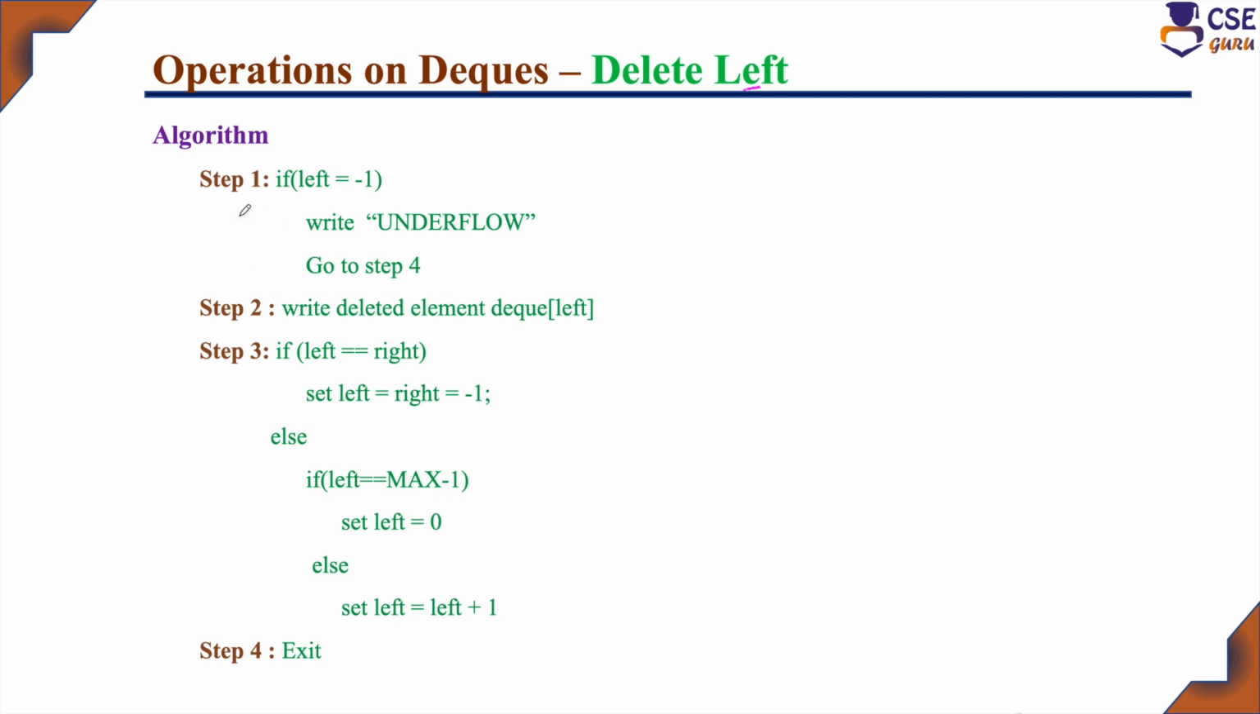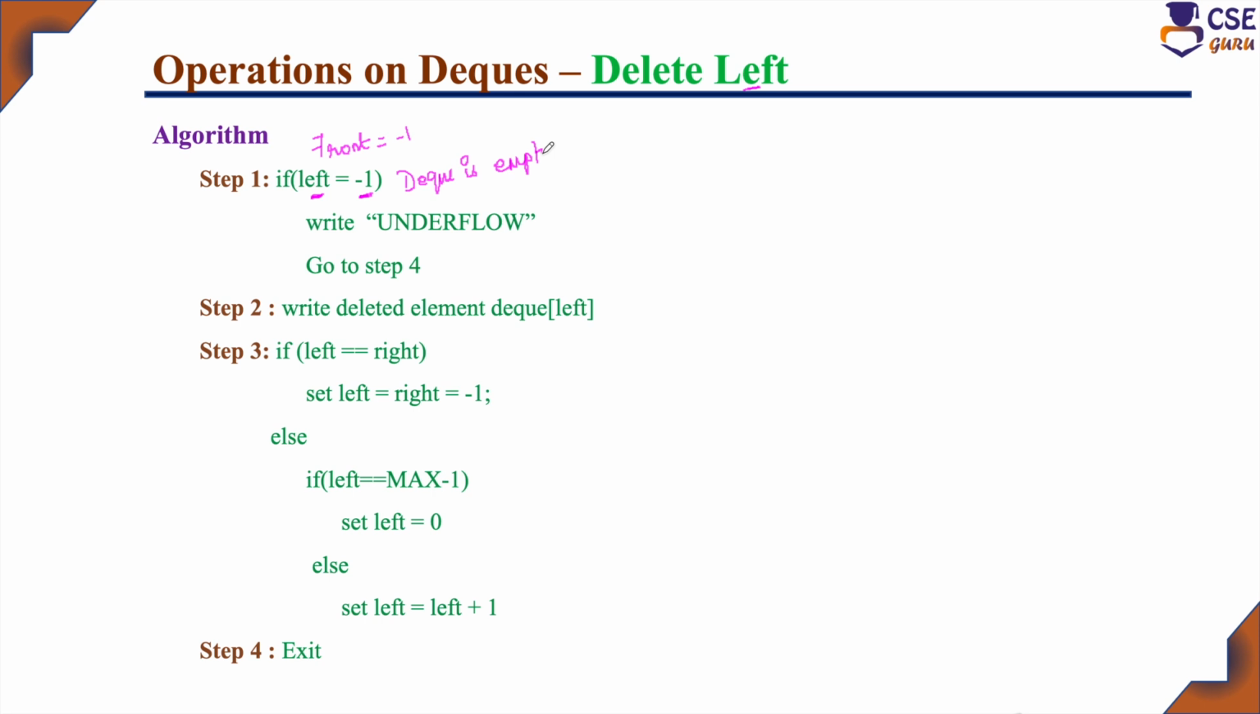So, the algorithm is step 1. If left is equal to -1. Normally in a queue data structure, what is the condition for an empty queue? Front is equal to -1. Front as well as rear both are -1, or even only front is -1, in that case the queue data structure is empty. Similarly, here in the DQ data structure, if the left pointer is pointing to the -1 memory location, the DQ data structure is empty. That is the meaning.